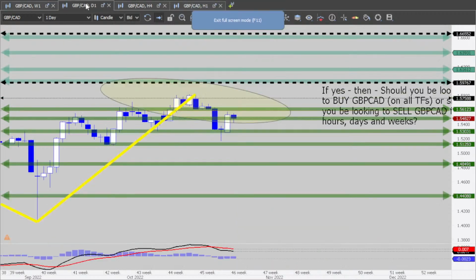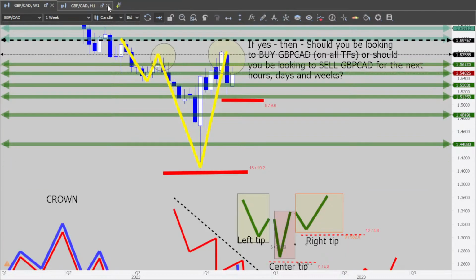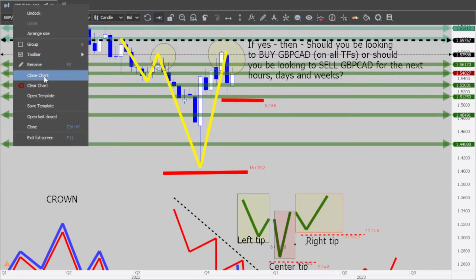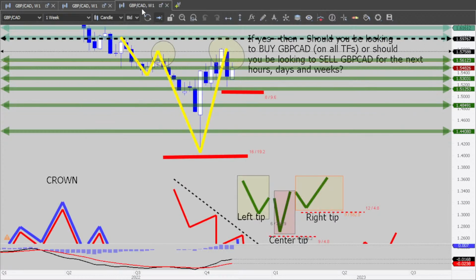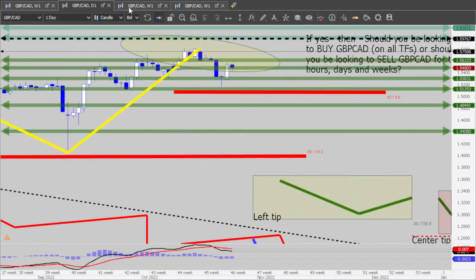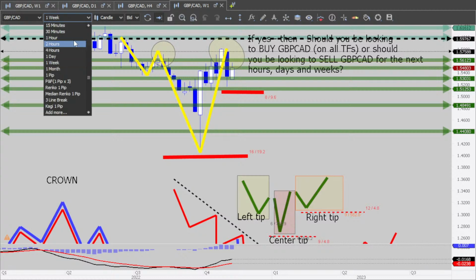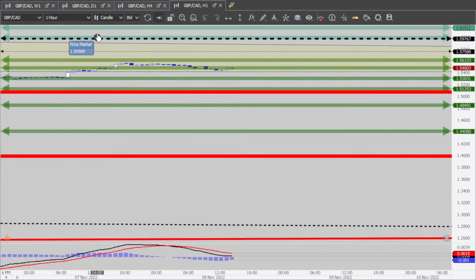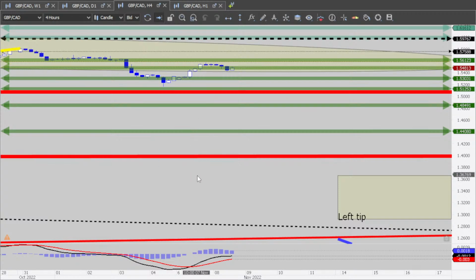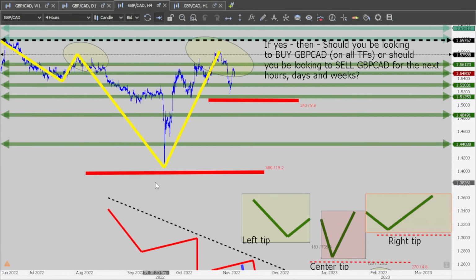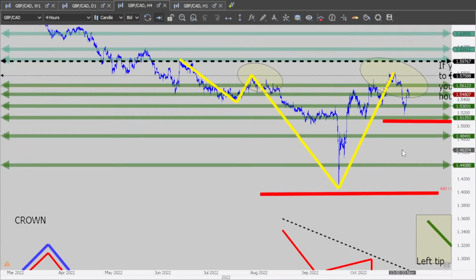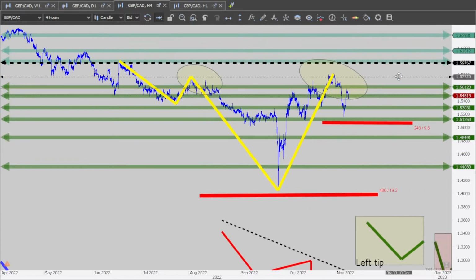And I'm going to daily out, 4 hour out, 1 hour out. I'm going to clone again, clone chart and clone chart and clone chart. This is the daily, this is the 4 hours, and this is the 1 hour. Julius says 4 hour chart, very good. Everybody, we are going to zoom out, right? Now what you are seeing right now on the 4 hour chart, it's the weekly crown, right?